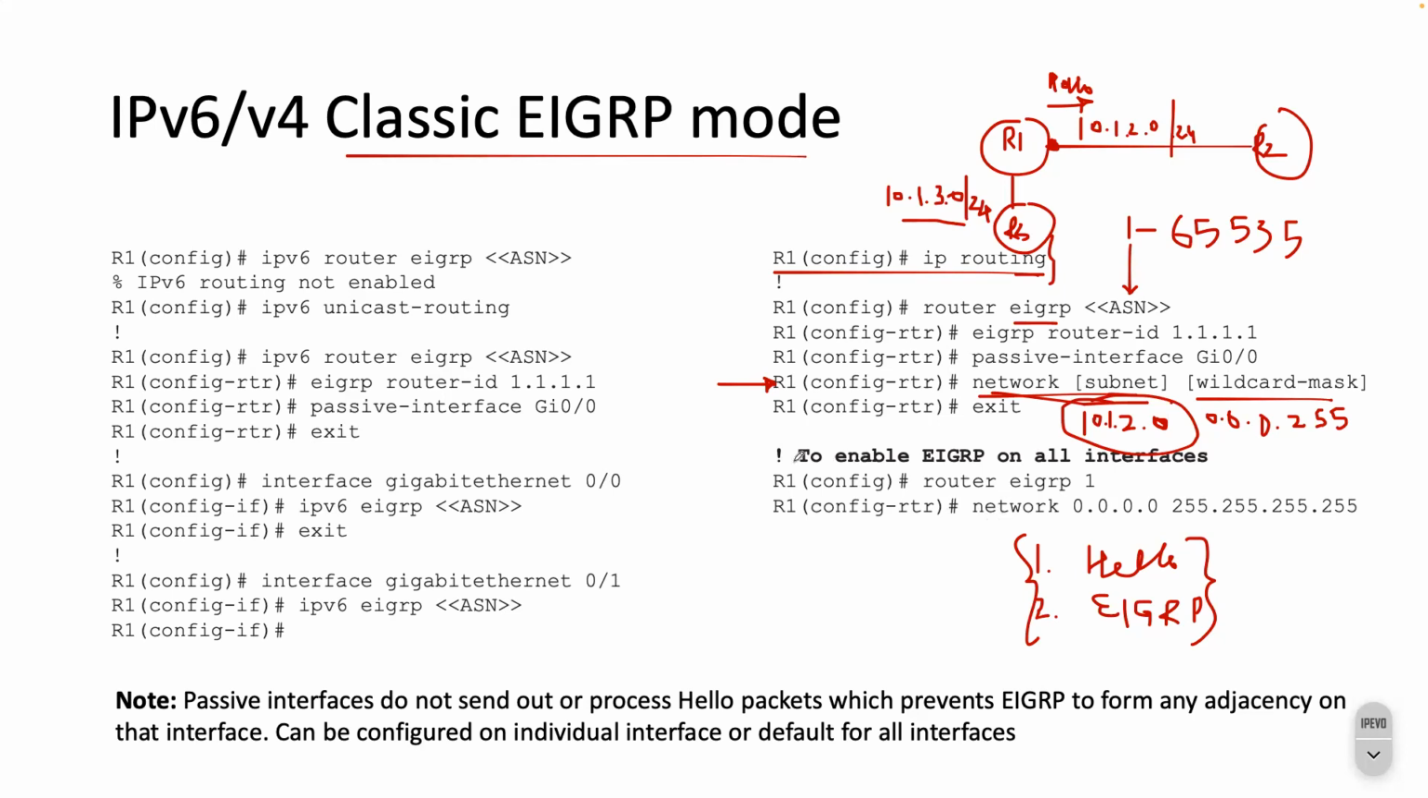So next is, let's say we want to enable EIGRP on all the interfaces, so we can put a statement like network 0.0.0.0. So any subnet, right? That's how you can start running EIGRP on all the interfaces, and they will also be advertised in your EIGRP update packet. And this is classic EIGRP mode.